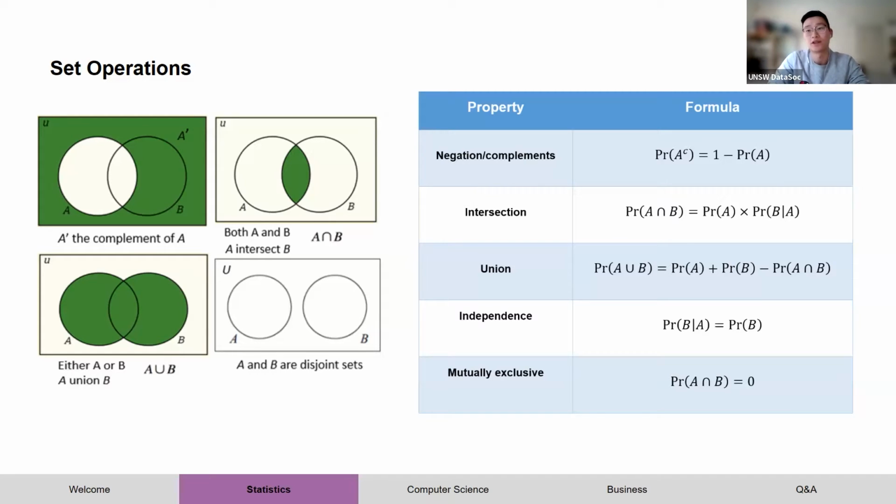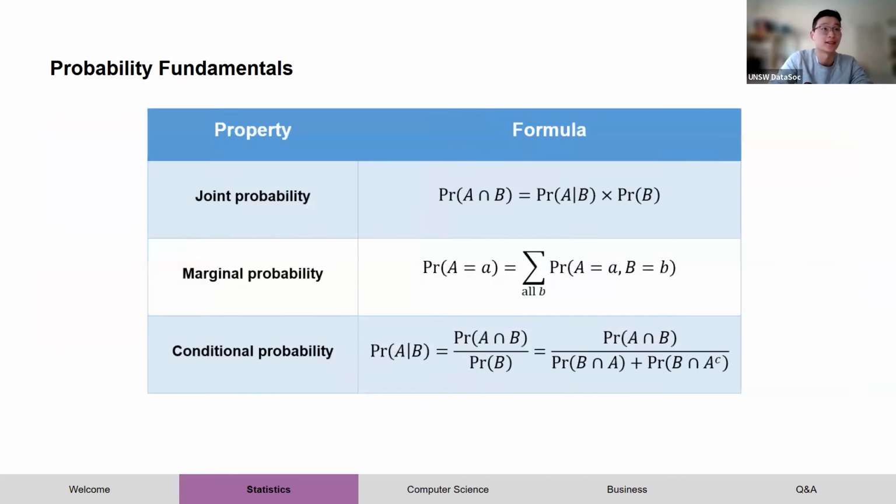And finally, you also have mutual exclusivity. That means that the intersection between two sets, set A and set B, is the null set, the zero set, because there is no intersection between them. So that concludes what set operations are about.